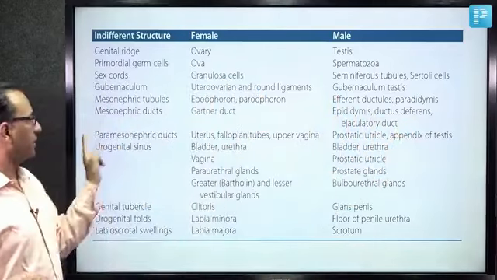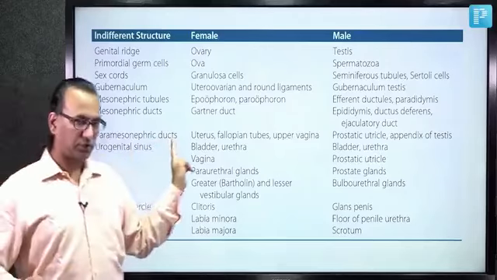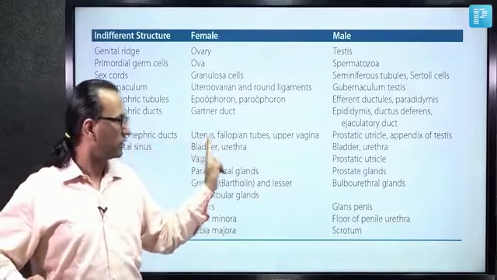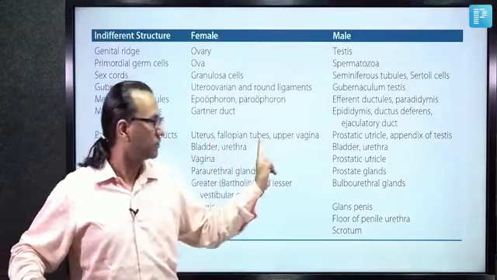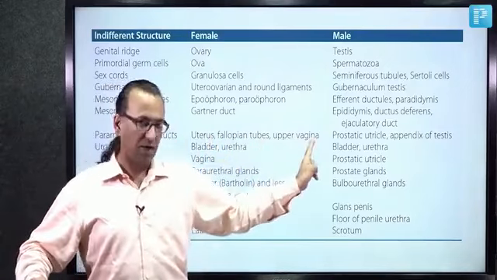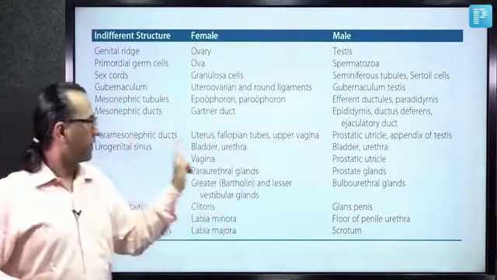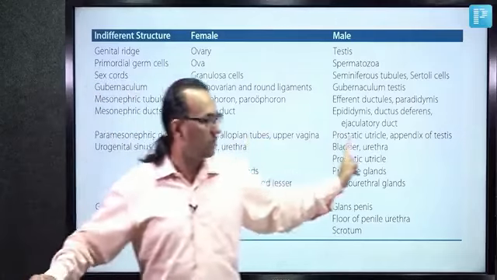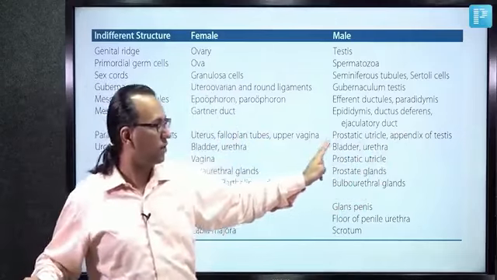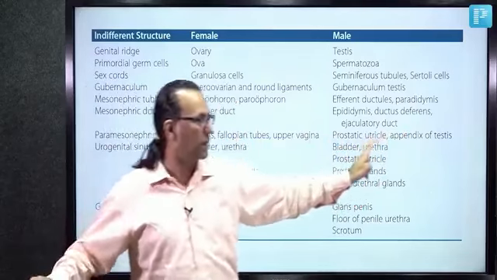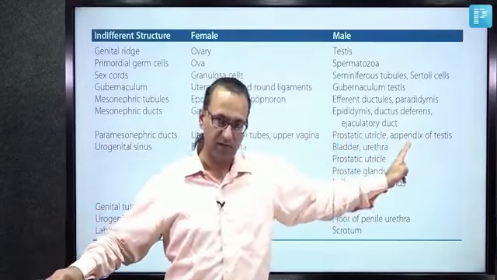In case of a female, it is the paramesonephric duct or the Mullerian duct which is working, which if fused will form uterus and unfused part form the fallopian tube. Even the upper 1/3 of vagina come from the paramesonephric duct. In case of a male, it will be vestigial, contributing to the male uterus or prostatic utricle and the appendix of the testis as well.